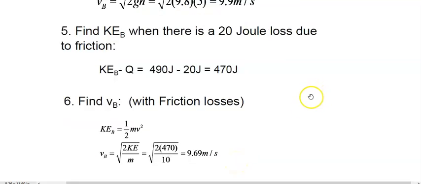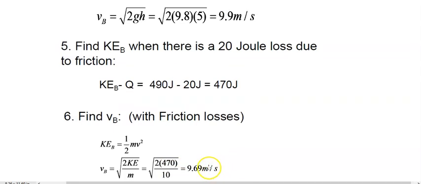In order to find the speed at the bottom of the hill with a friction loss from the kinetic energy, we have to take the kinetic energy formula, KE at the bottom equals 1/2 mv squared. And we solve this for v, giving us root 2KE over m. Now, the KE that we're going to use is going to be the reduced kinetic energy because of a 20 joule loss. 490 minus 20 equals 470. That's the kinetic energy we're going to be using right here. 2 times 470 joules divided by 10 kilograms. That only gives us 9.69 meters per second.